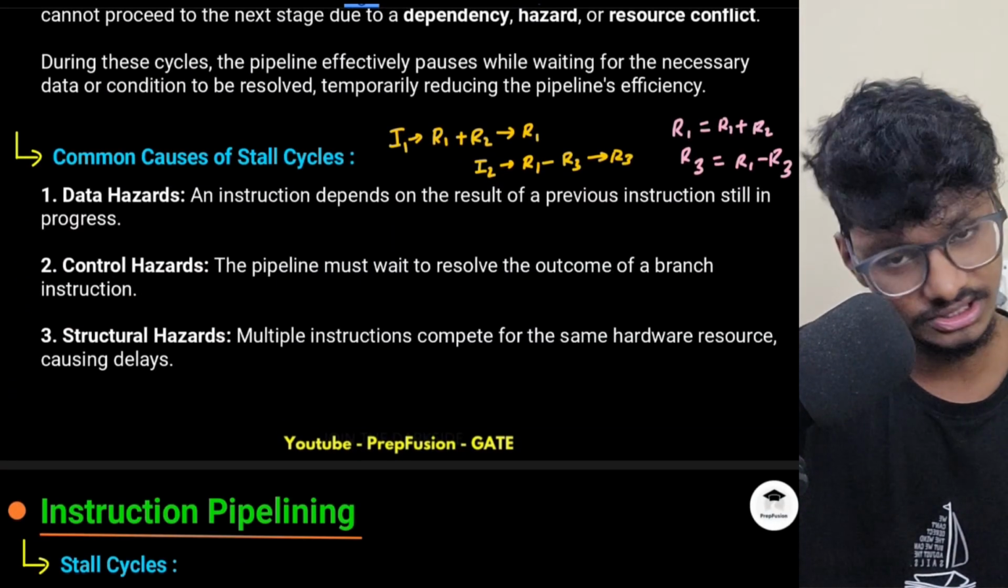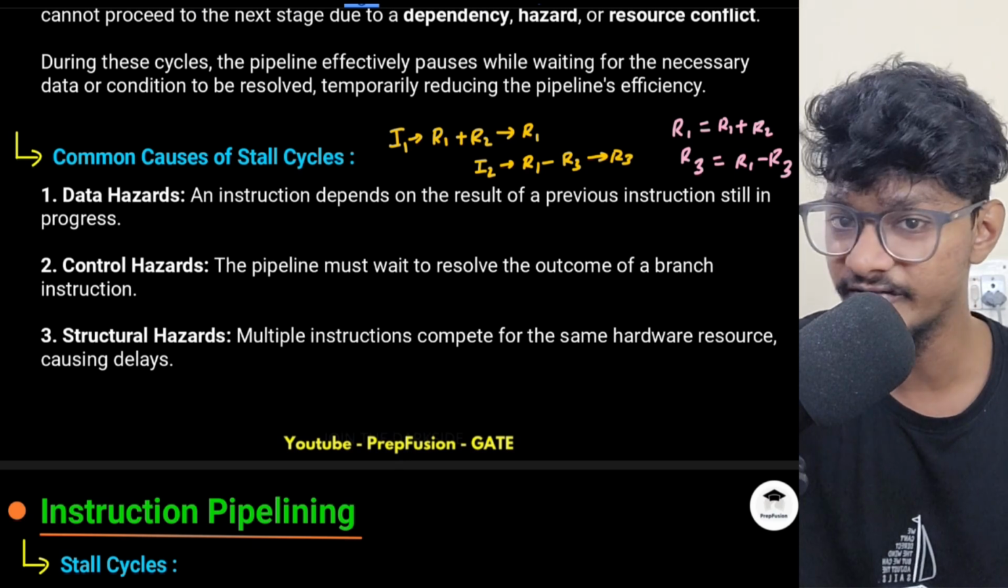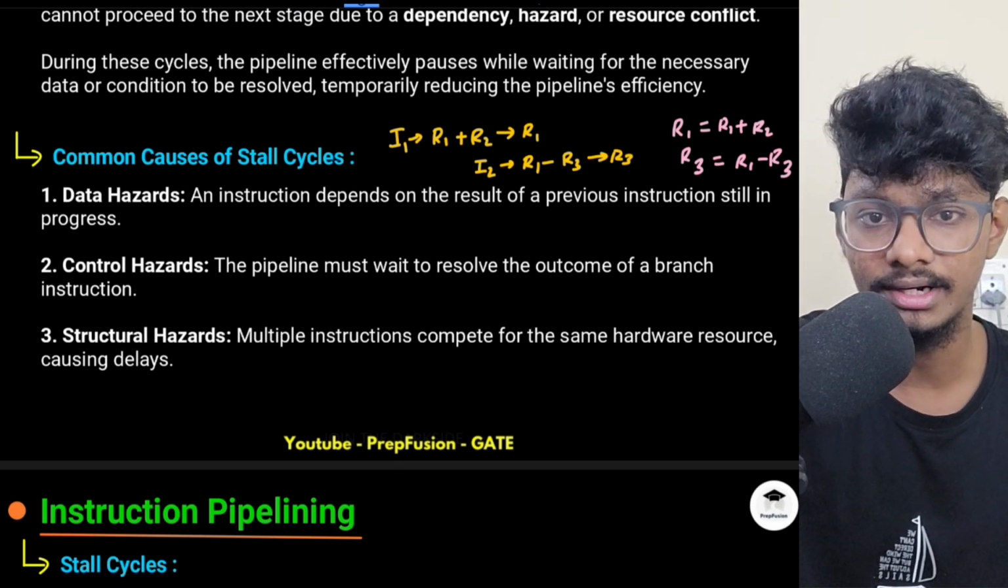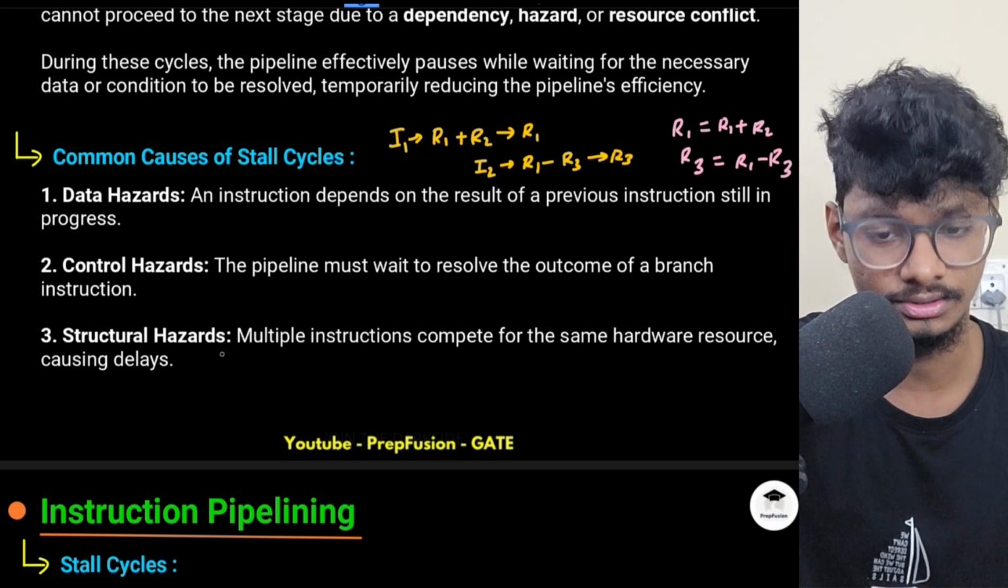What is control hazard? Just what we have shown in the example right now. If a branch instruction comes, it has to wait. Our pipeline has to wait until that instruction has been evaluated.